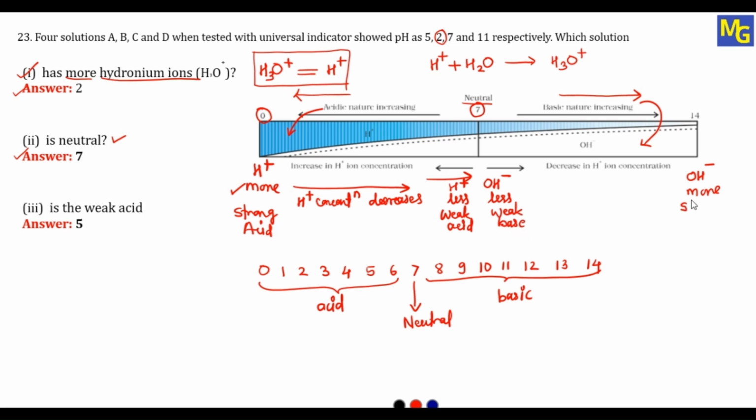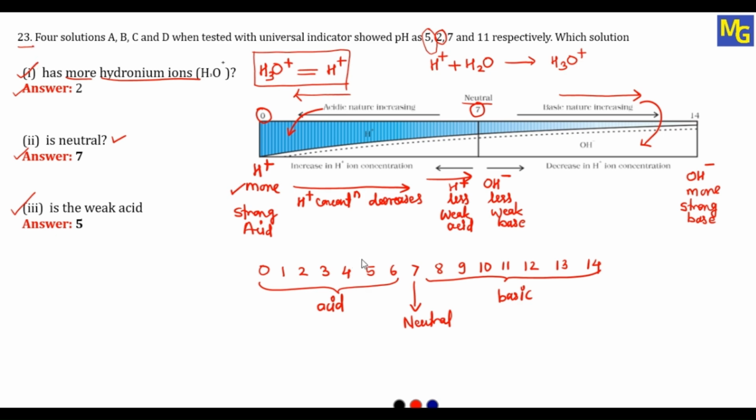According to this, weak acid means H plus should be less, and if it has less H plus, then its pH should be somewhere near 7. That's why if we have 5 as the number, which is near 7, I wrote the answer 5. So this is the answer for question number 23. I hope you have understood. I have explained it very neatly.